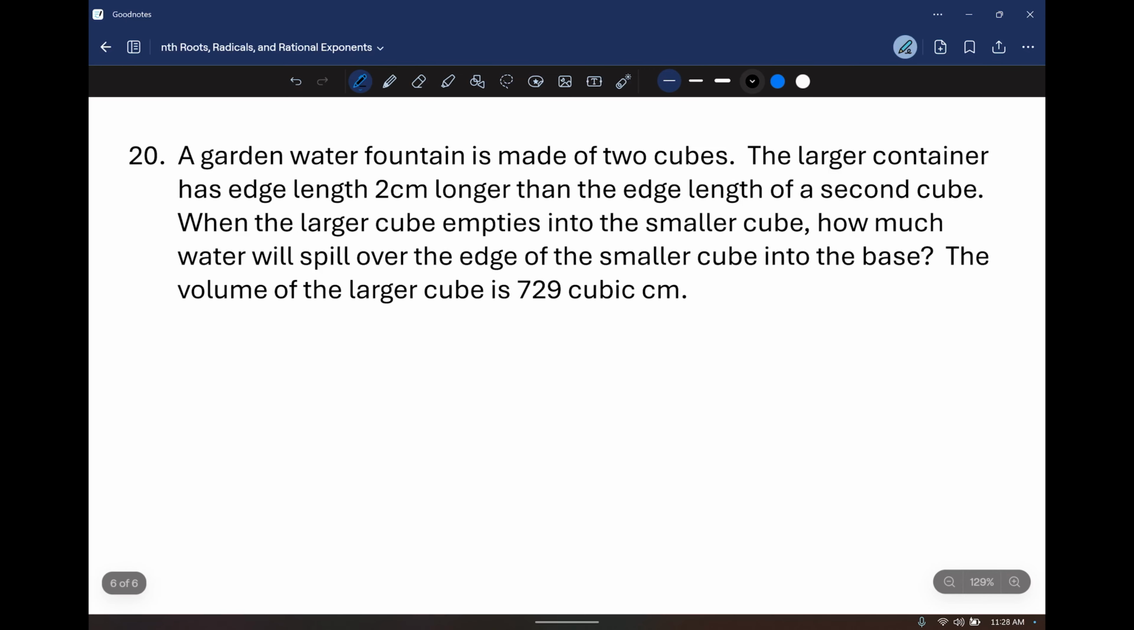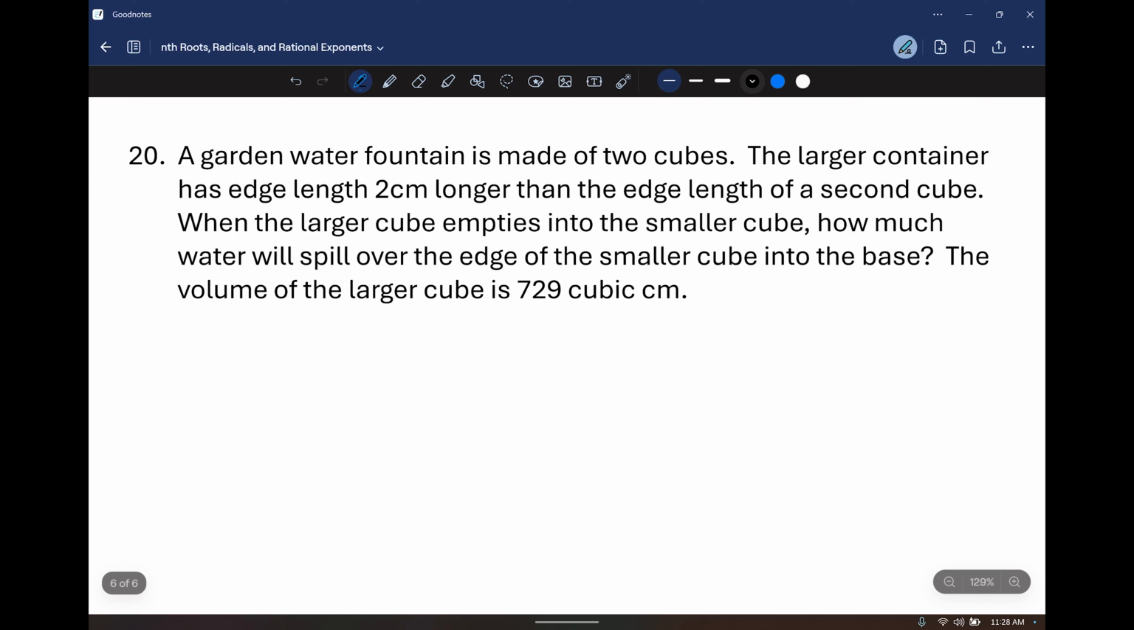A garden water fountain is made of 2 cubes. The larger container has an edge length 2 centimeters longer than the edge length of the second cube. When the larger cube empties into the smaller cube, how much water will spill over the edge of the smaller cube into the base? The volume of the larger cube is 729 cubic centimeters.